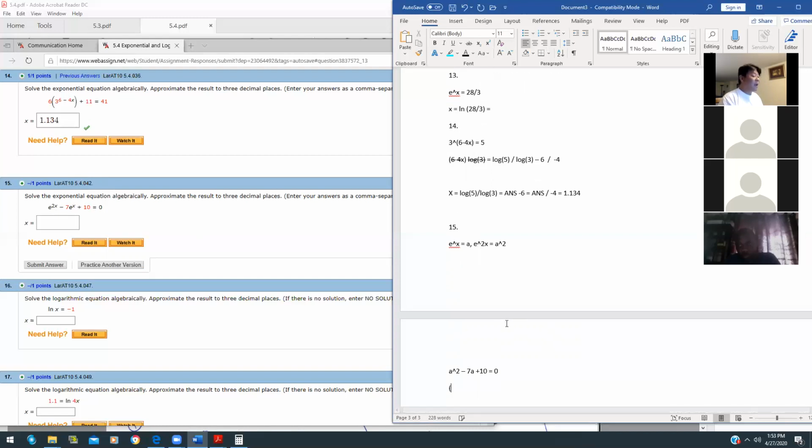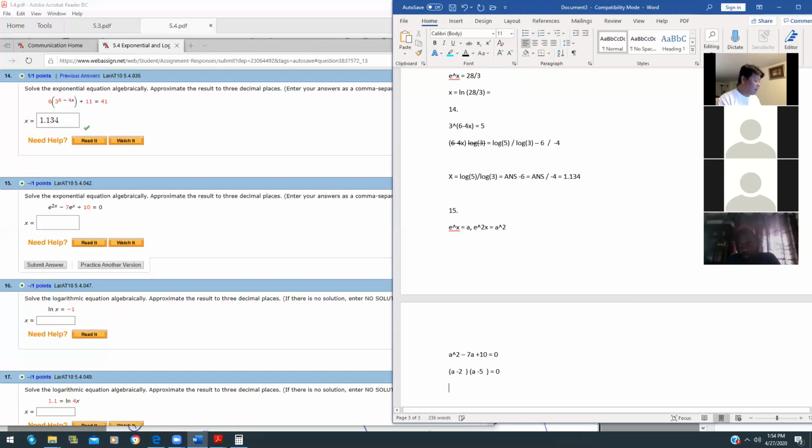So in this case, you can factor it. So what's a factor for this case? Anyone? This is an easy factor. 10, what times what is 10? Factor for this? -2 and -5, that is correct. And then you solve for a. So a in this case is 2, and a in this case is 5.